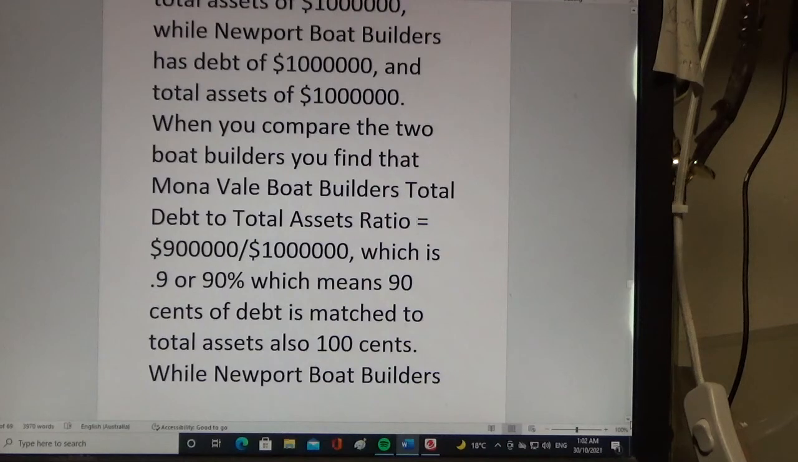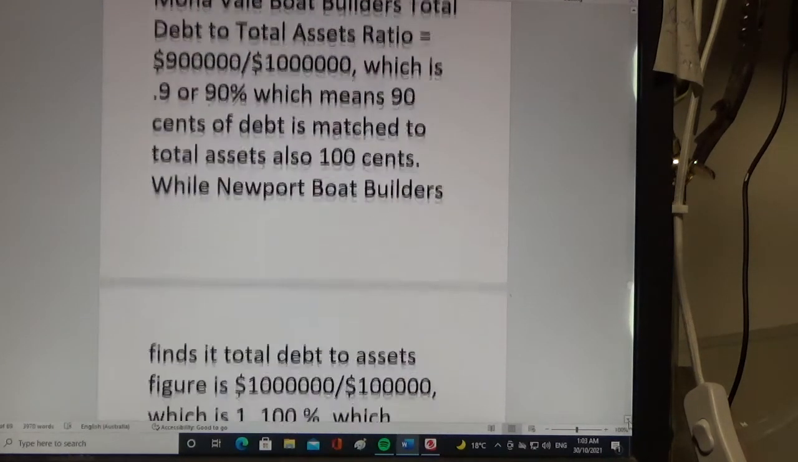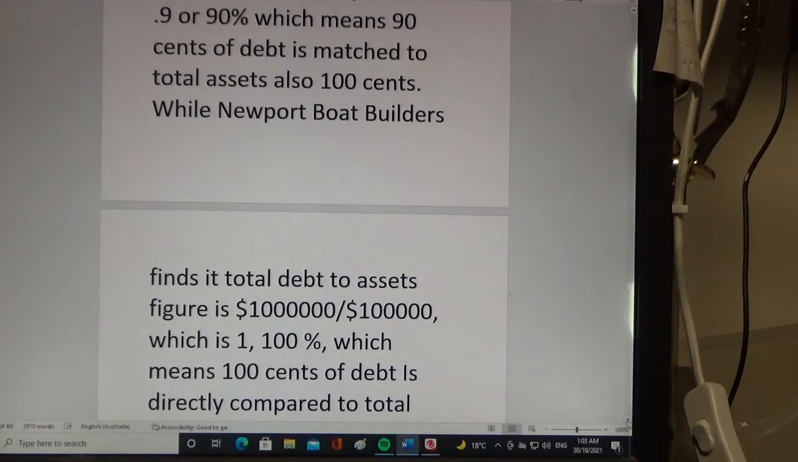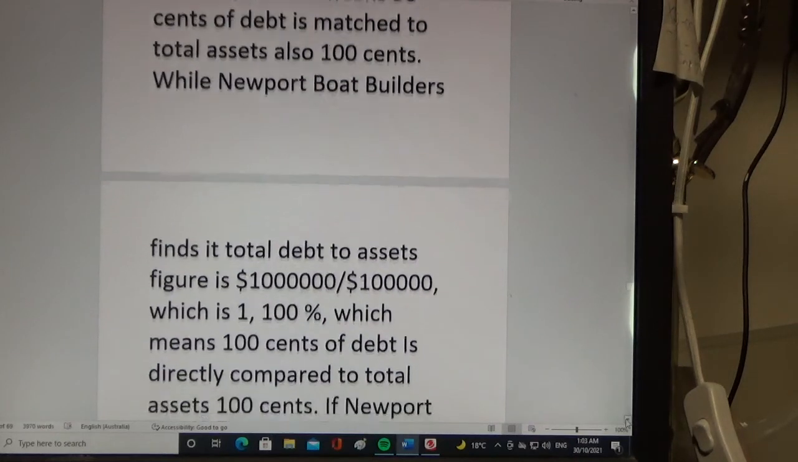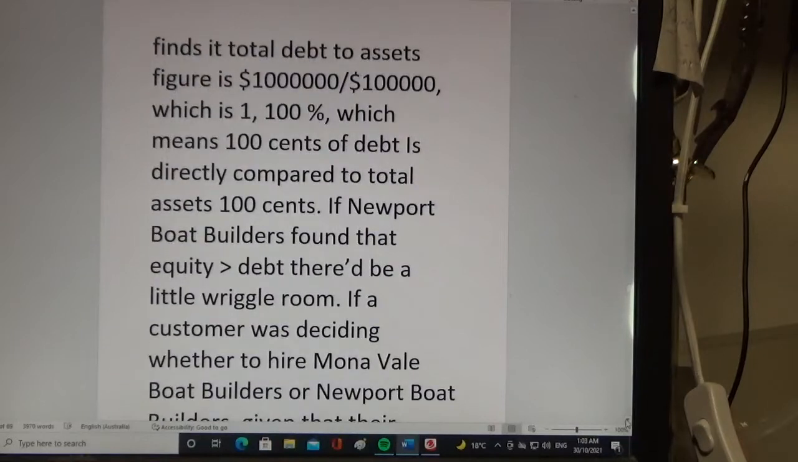Pretty high, but Newport Boat Builders is even worse. Found its total debts to total assets figure as a million over a million, which is 1. So that means debt and total assets are equal. That's alarming. That's unsustainable. If Newport Boat Builders found that equity was greater than debt, they'd have a bit more wriggle room in this situation.